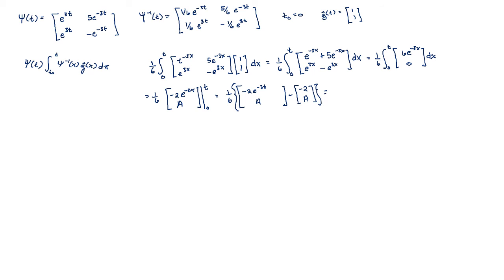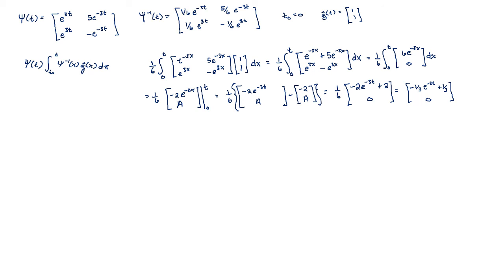And then we combine these guys, and we have 1/6. And then the top row of our matrix is going to be negative 2 e to the negative 3t plus 2. And then the bottom row, A minus A, is just 0. Like so. And then let's go ahead and pull in our 1/6. So negative 2/6 is minus 1/3. So we'll have minus 1/3 e to the negative 3t plus 1/3 in the top row and 0 in the bottom row. Now this just takes care of the integration.